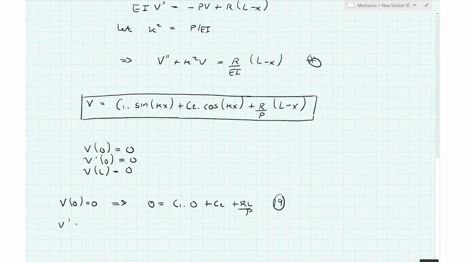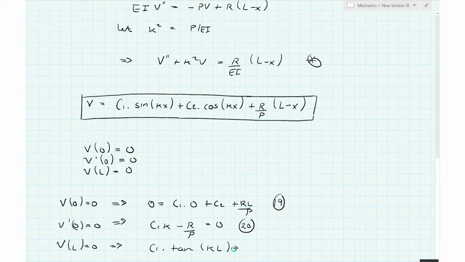We would then say that the rotation at the base is 0. That's the second boundary condition, and that gives us C1 times K over P equal to 0. Let's call that 20. And the third one, V at x equal to L equal to 0. That gives us C1 times the tan, because you divide through by the cosine, and sine over cosine is tan of K times L, plus C2, and that equals 0. We're going to call that 21.